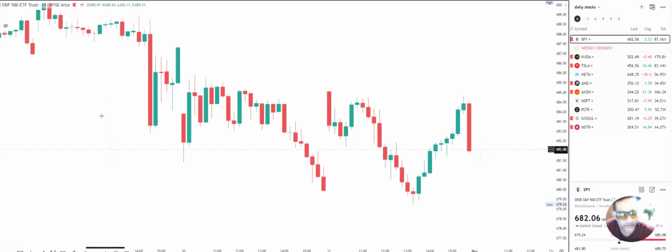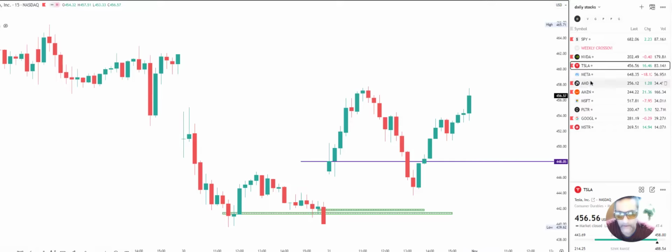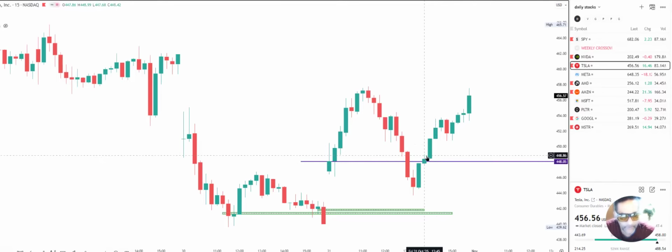So basically, here I trade different stocks. This is Tesla, this is Meta, this is AMD. Let's pick Tesla for now. On this chart, each candlestick represents 15 minutes. If you look at it here, the red candle means it's down. It was down for the 15 minutes. Green candle means it's up.